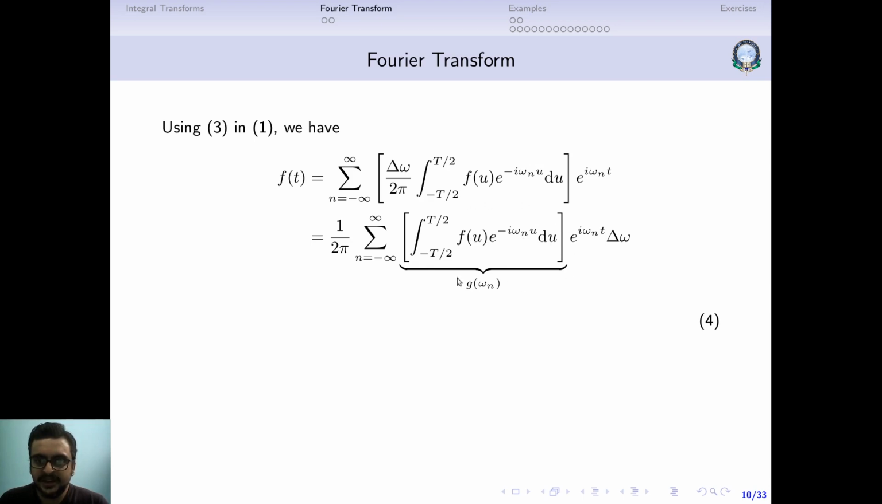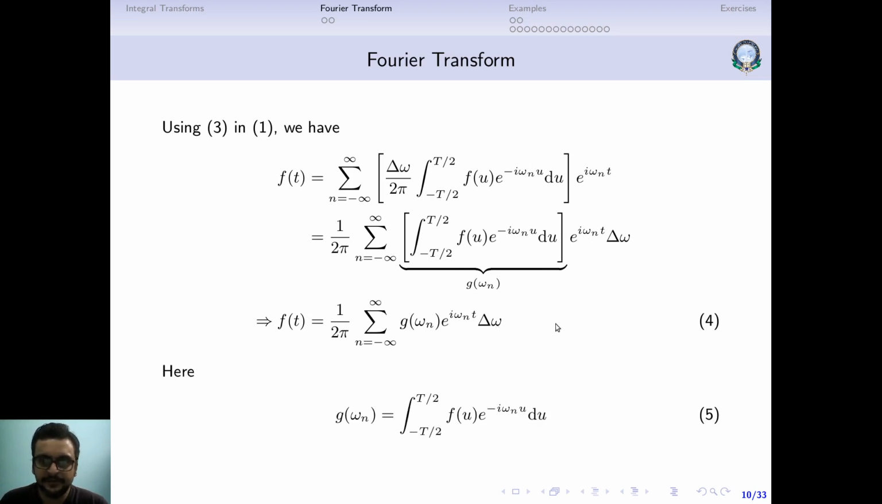This quantity I'll call g of omega n, because as you can see, you are integrating with respect to u. The moment you integrate with respect to u, this is no longer dependent on u, it will depend only on omega n. So this will be a function of omega n. Let's call this function g of omega n. So that means f of t can be written as 1 by 2 pi, summation n going from minus infinity to plus infinity, of g of omega n e to the power i omega n t into delta omega. We'll call this equation number 4.